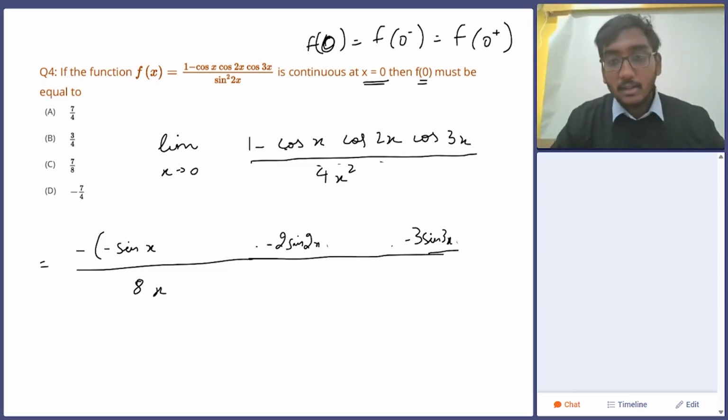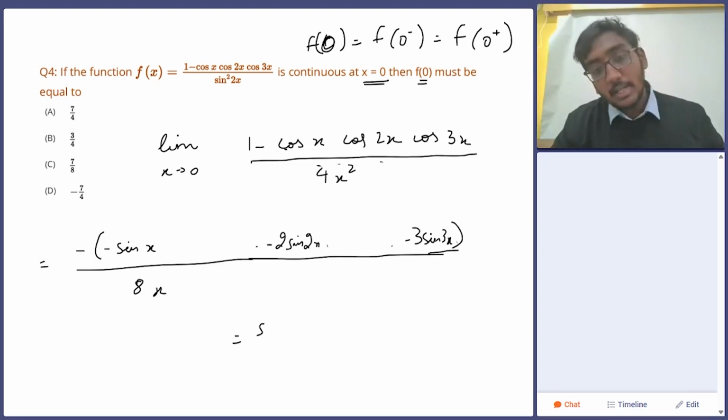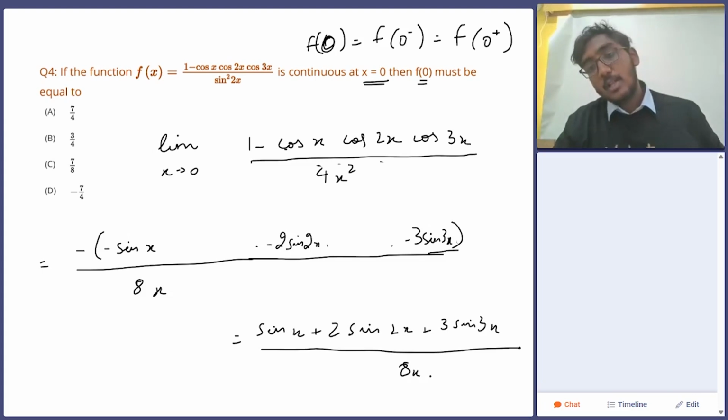And there is a bracket here. When you pull out the negative sign from all these three terms, what will you be getting? Sin x plus 2 sin 2x plus 3 sin 3x, right? Divided by 8x. Again, you can use the idea of replacing sin theta by theta, because x approaches 0, so obviously 2x and 3x will also approach 0.